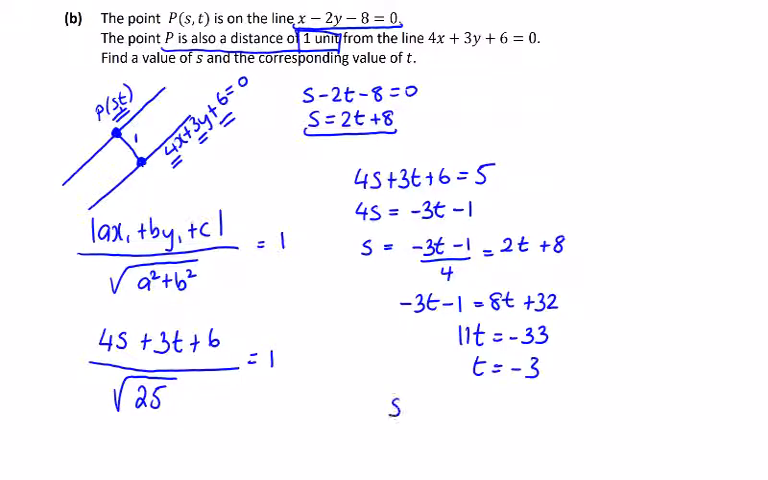And if t is equal to minus 3, s is equal to 2t plus 8. 2 by minus 3 plus 8. S is equal to minus 6 plus 8, which is plus 2. So my point is 2, minus 3.